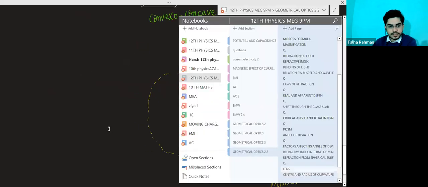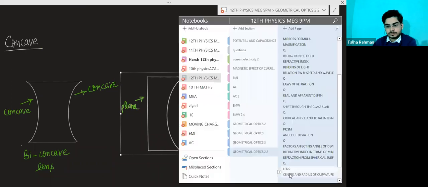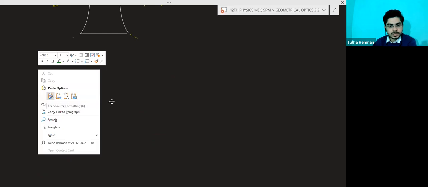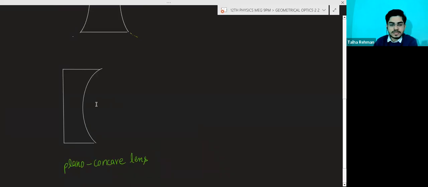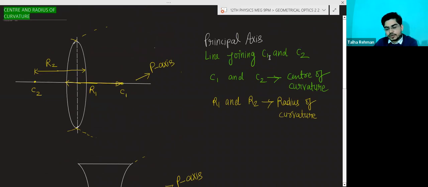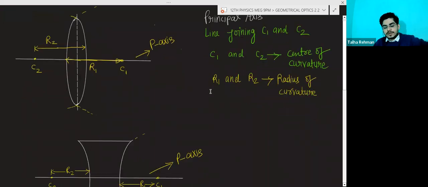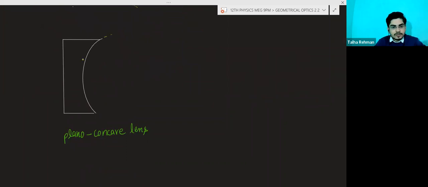Okay, if you have this lens, in this case how will you define the principal axis? I told you that the principal axis is the line joining the center of curvature 1 and center of curvature 2. This is a spherical surface, and for this spherical surface there will be a center. Obviously, there will be a center.